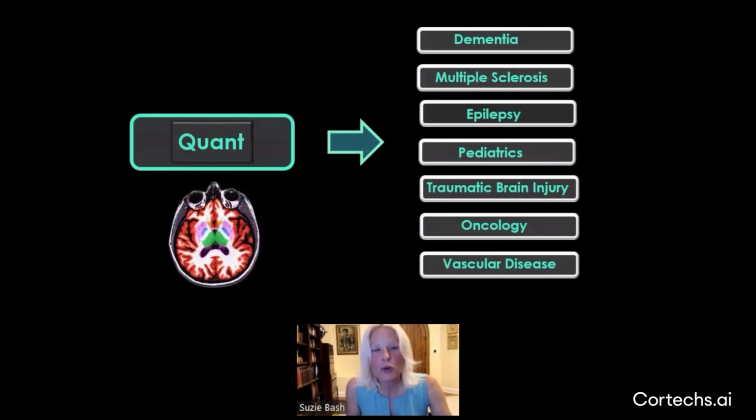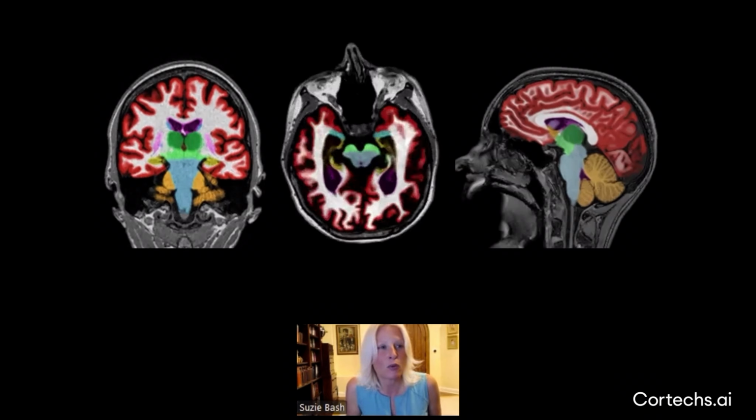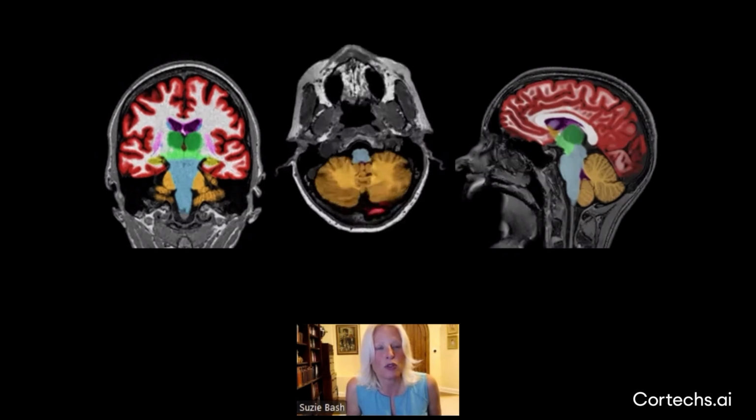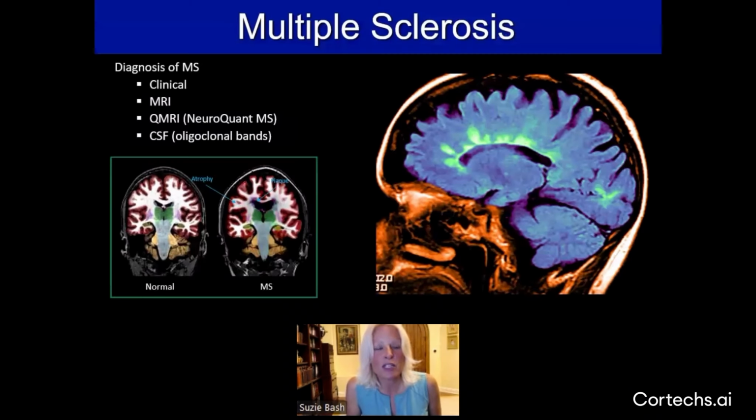We actually use qMRI for a lot of different clinical indications, including for dementia, multiple sclerosis, epilepsy, pediatrics, traumatic brain injury, oncology, and vascular disease. This is what segmentation typically looks like throughout the cortex and pertinent substructures of the brain. But in particular, with multiple sclerosis, we'll see segmentation of the actual disease burden, so the plaques throughout the brain.